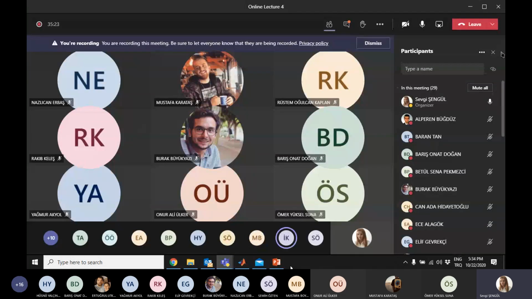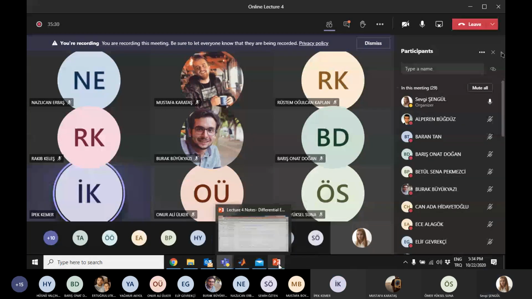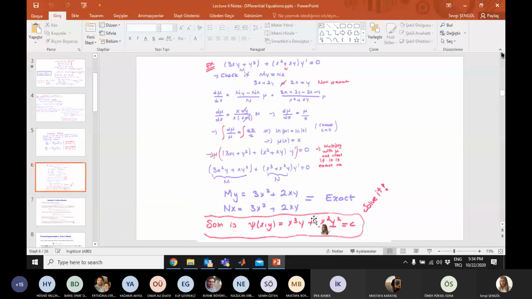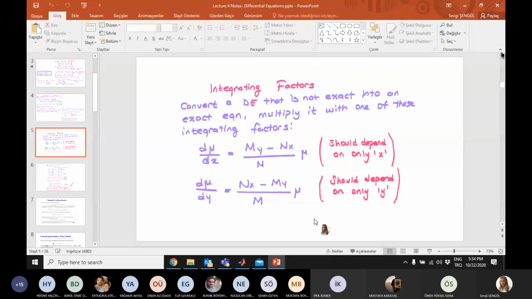I have a question. Sure. Plus C, in the example, plus C is f of y. I remember, at which condition does plus C become f of x?